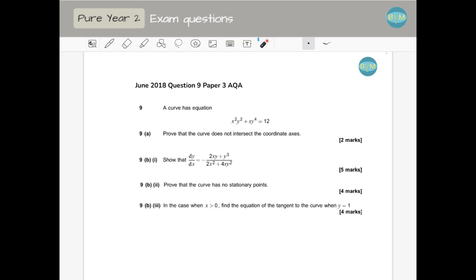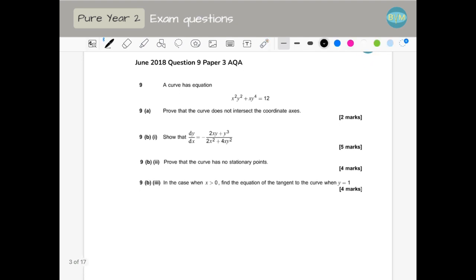Hello, this is question 9 on your June 2018 paper 3 from AQA. You have this curve. We have to prove that the curve does not intersect the coordinate axis. So we are going to try to find the points of intersection.